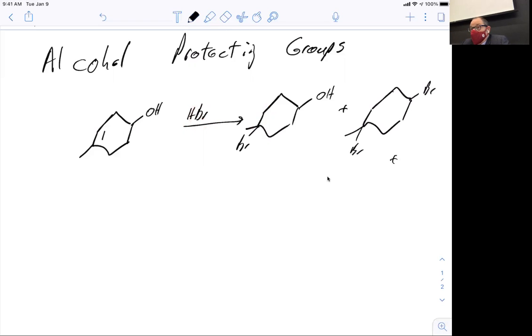And then again, depending on how many equivalents of HBr I put in there, I might have done this reaction first and ended up with this product. So I would have gotten multiple products from this reaction because the reagent I want to react with the double bond is also reactive with the alcohol. So this is the concept of a protecting group.